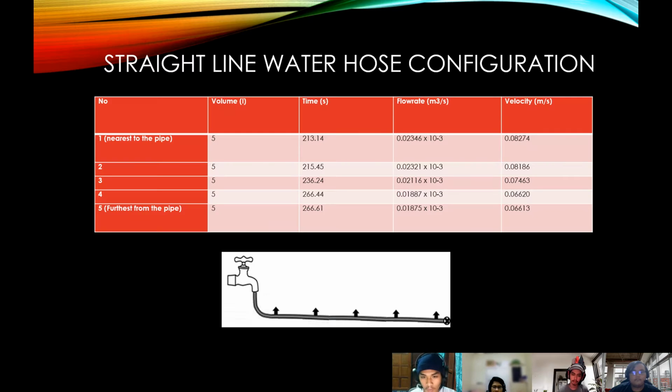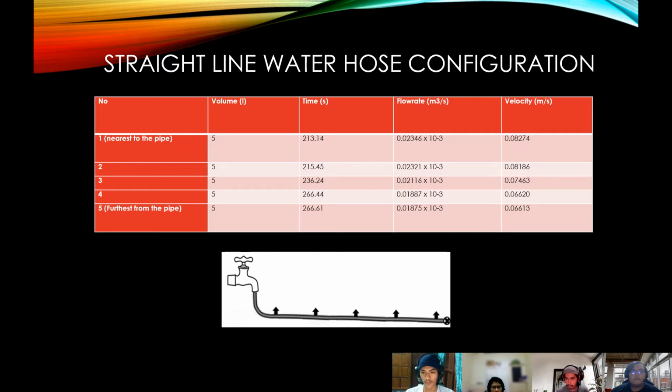Okay, so for the straight line water hose configuration, we perform the same method of calculation with the flow rate. For the flow rate and the velocity, the flow rate we use the equation volume over time. For each calculation we use 5 liters, and the time for number 1 is 213.14.